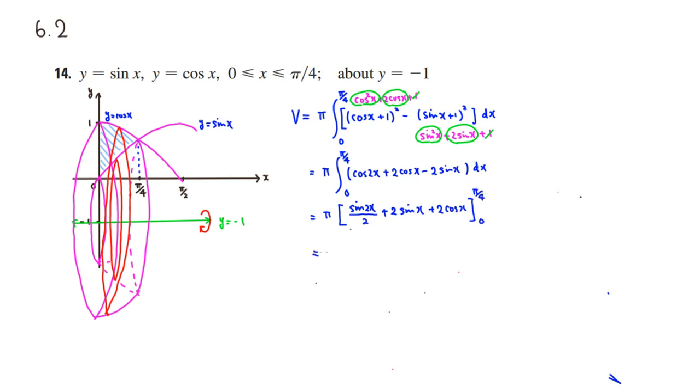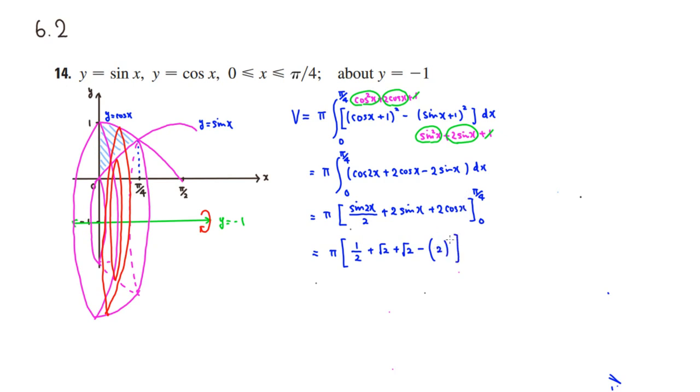So this is going to be pi. Plug in pi over 4, so it's going to be sine of pi over 2, which is 1, so it's 1 over 2. And the sine of pi over 4 would be 1 over square root of 2, so 2 divided by square root of 2 is square root of 2. Then cosine of pi over 4 is 1 over square root of 2, so you have another square root of 2. Minus, if you plug in 0, sine of 0 is 0. Here, sine of 0 is 0. Here, cosine of 0 is 1, so you have a 2.